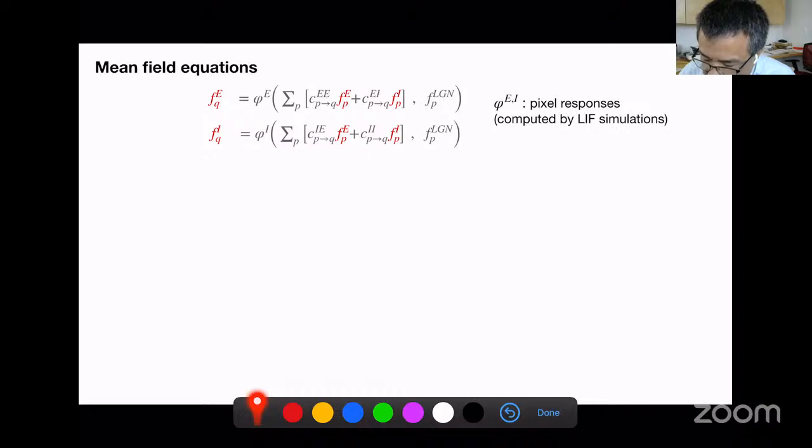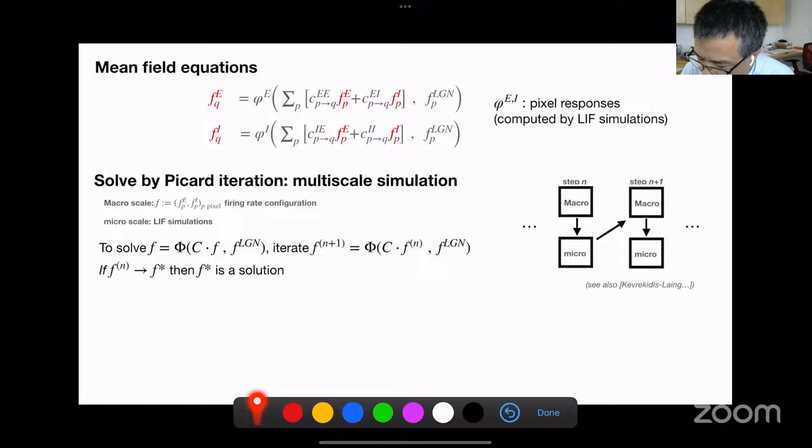To do that, we can only do this numerically. So how do we do that? The simplest thing to do is a kind of Picard iteration, and this leads to what you can think of as multi-scale modeling. My terminology is that at the macro level, my macro scale model is the collection of pixels and their mean firing rates, and the micro scale model is these integrate-and-fire neuron simulations.